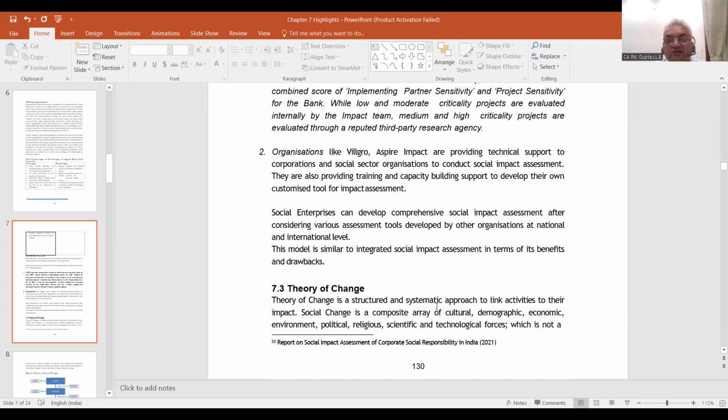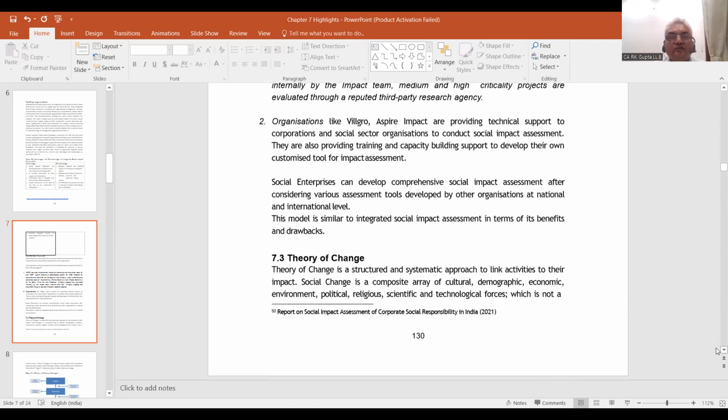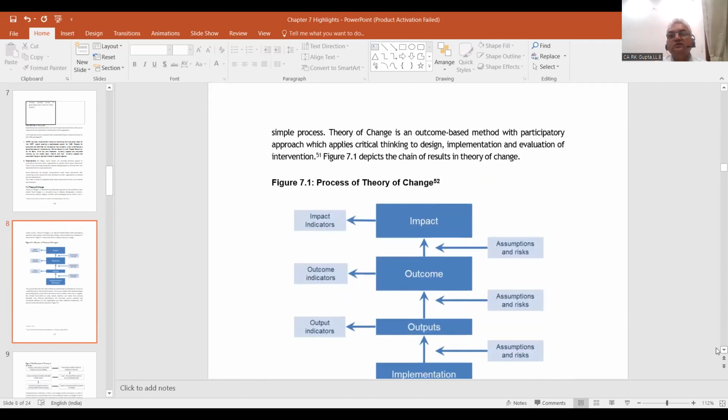Theory of change. Theory of change is a structured and systematic approach to link activities to their impact. Social change is a composite array of cultural, demographic, economic, environment, political, religious, scientific, and technological forces, which is not a simple process. So theory of change is an outcome-based method with participatory approach, which applies critical thinking to design, implementation, and evaluation of intervention.